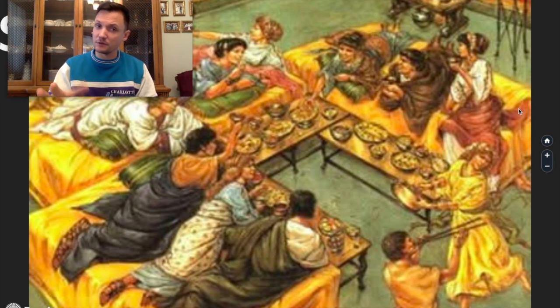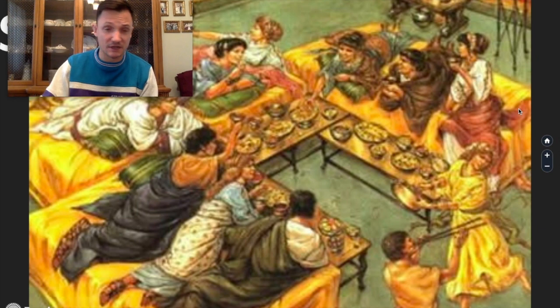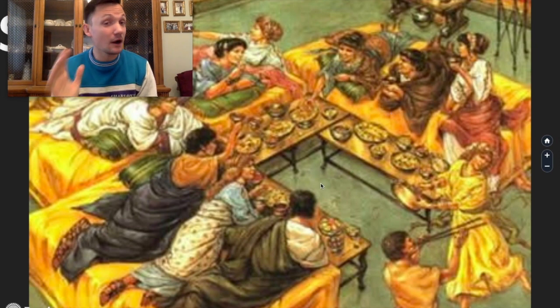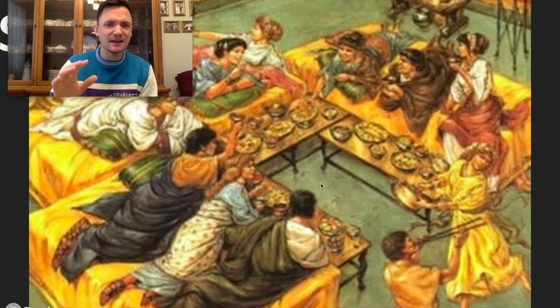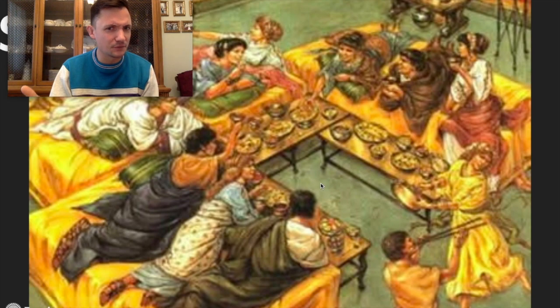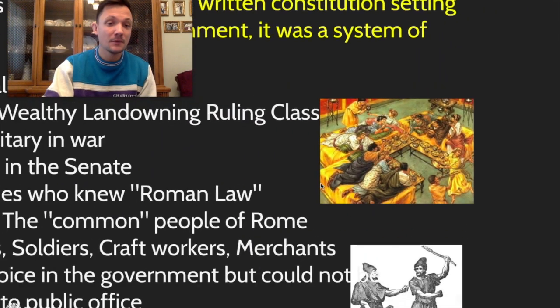So this was something very unique to Rome that was very different from Greece, because as we know, women's rights in Greece were very atrocious. And then also the other neat thing about Romans is that they ate lying down, but they ate lying down on their stomachs, which I always thought was really odd, right? So anyway, let's keep going.